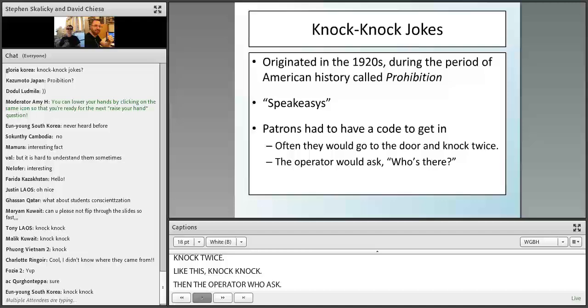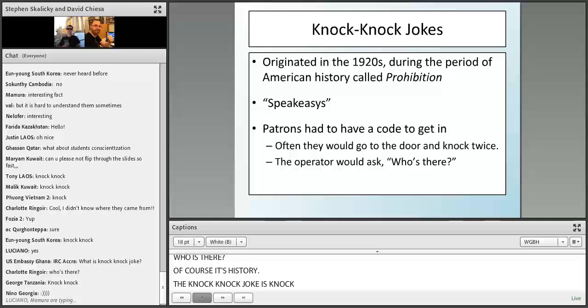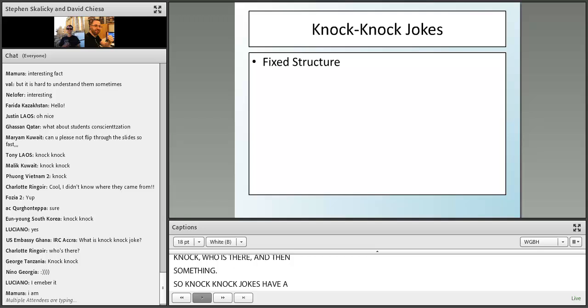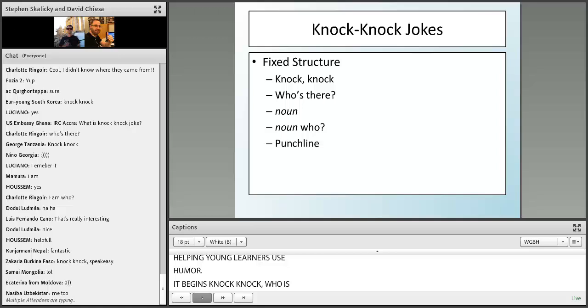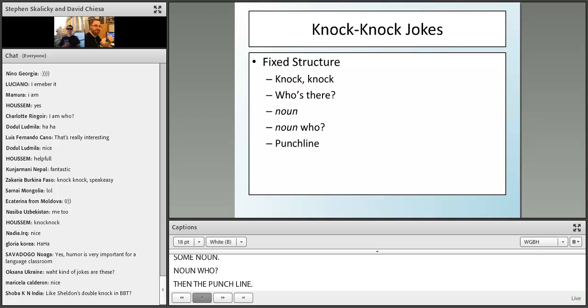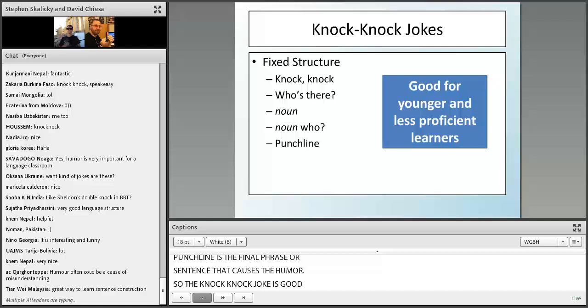So once again, the knock-knock joke is, knock-knock, who's there? And then something. And so knock-knock jokes have a structure. It's a very fixed structure that can help young learners use humor. It begins, knock-knock, who's there? Some noun, noun who? And then the punchline. If you don't remember, a punchline is the final phrase or sentence that causes the humor. And so the knock-knock joke is good for younger and less proficient learners. Let's give you some examples of some knock-knock jokes.